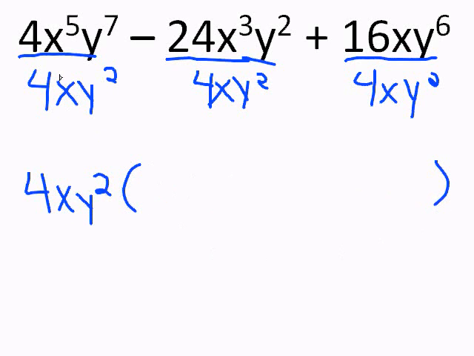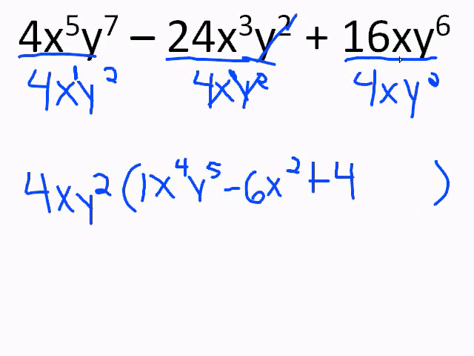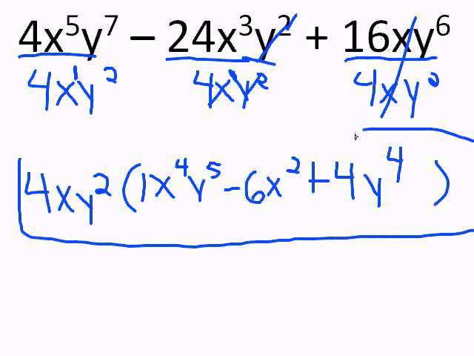Inside of the parentheses, I write what I got when I divided by the GCF. So 4 over 4 is 1. X to the fifth over x is x to the fourth, because remember you subtract your exponents. 5 minus 1 is 4. Y to the seventh minus 2 gives me y to the fifth. Minus 24 over 4 is 6. X to the third over x to the first, 3 minus 1 is 2. Y squared over y squared, those cancel out completely. Plus 16 over 4 is 4. X over x cancels. Y to the sixth over y squared gives me y to the fourth. So this should be our factored form.